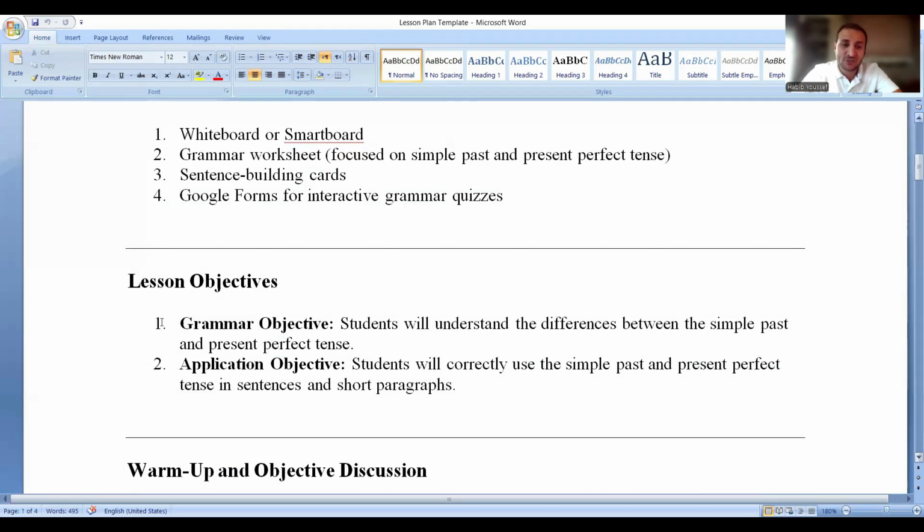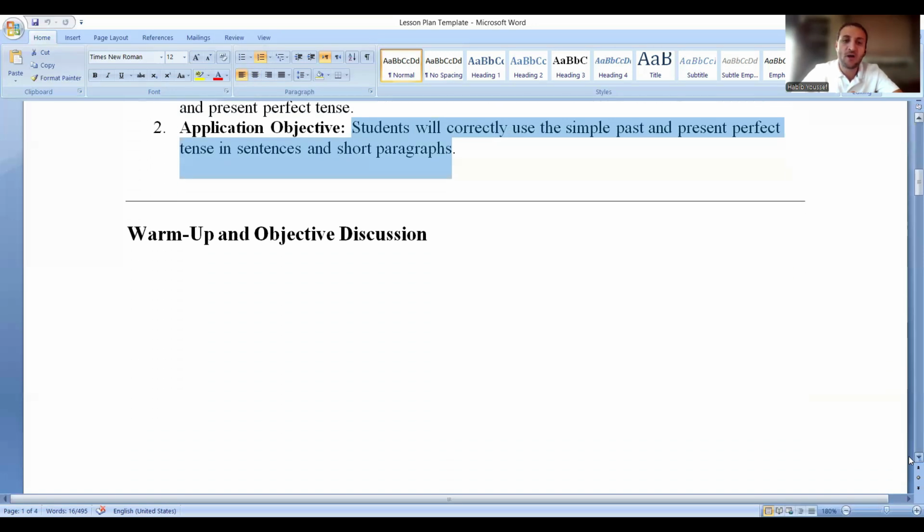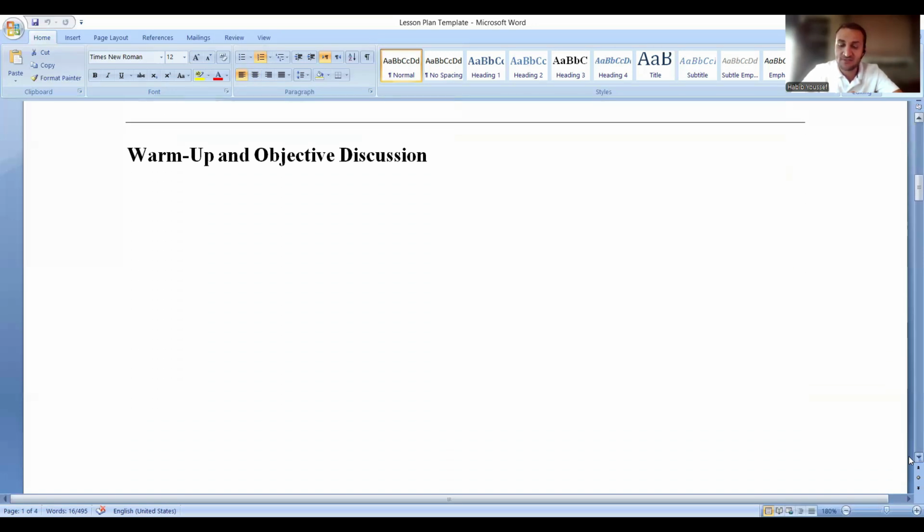As I told you, today we're going to understand the differences between the simple past and the present perfect tense. And of course, by the end of this lesson, you will be able to use the two tenses correctly in writing a paragraph. So let's go to the warm-up and objective discussion.